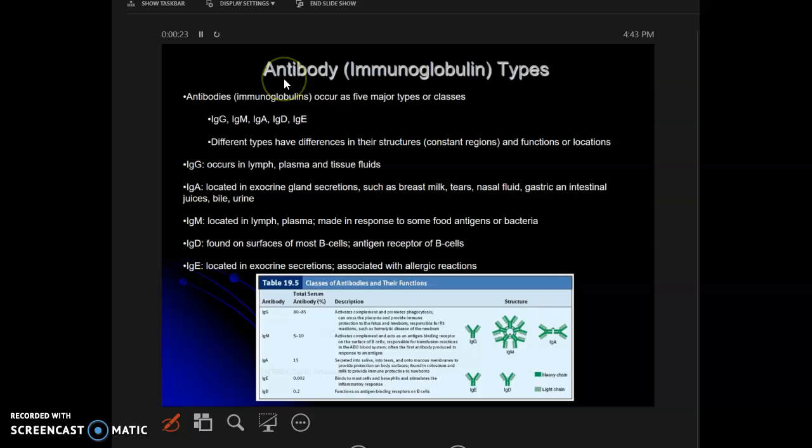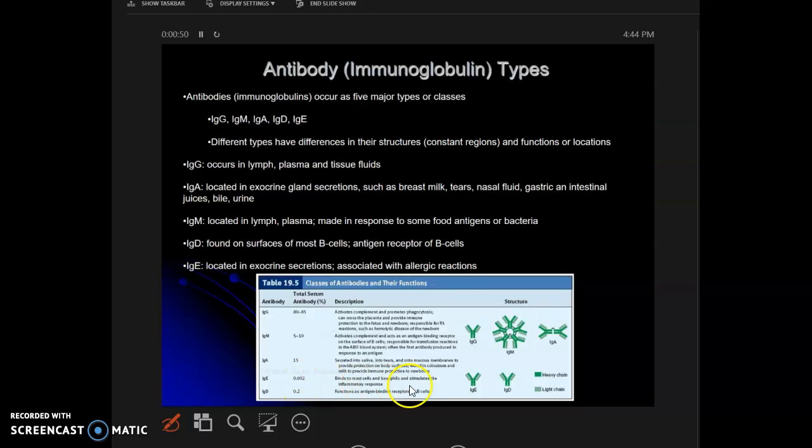Last presentation, we had talked about the different types of antibodies. We said there is IgG, IgM, IgA, IgD, and IgE, of which the most common is IgG. The first to be made is IgM, and the least common is IgE.